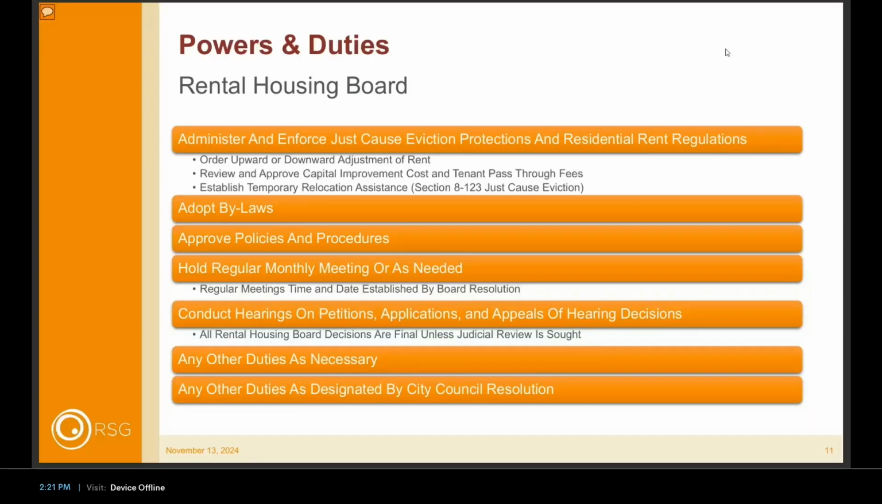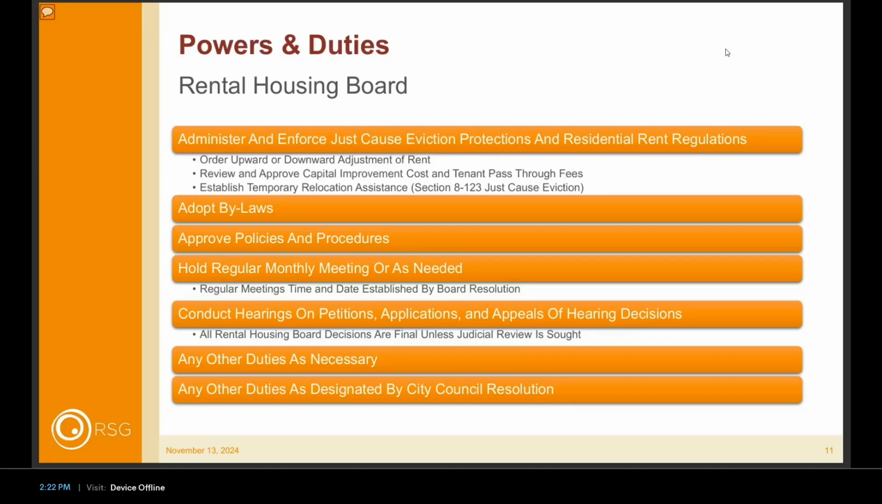For powers and duties, this is a hefty slide. You're keeping this PowerPoint as board members, so you'll be able to reference it as you are making decisions moving forward. Overall, the Rental Housing Board shall have the following powers and duties. You are to have regular meetings at least once each calendar month as needed to review applications submitted by owners or tenants, whether related to the just cause eviction protection or the rent control regulations. You'll be establishing the policies and procedures for administering and enforcing those regulations. And when you are conducting these appeals, you will reference all of the source documents, such as the applicability of the ordinance for each matter that is brought to you.